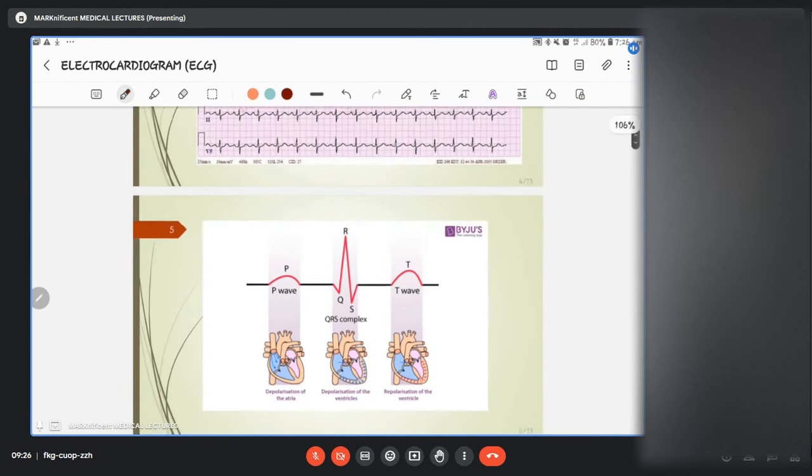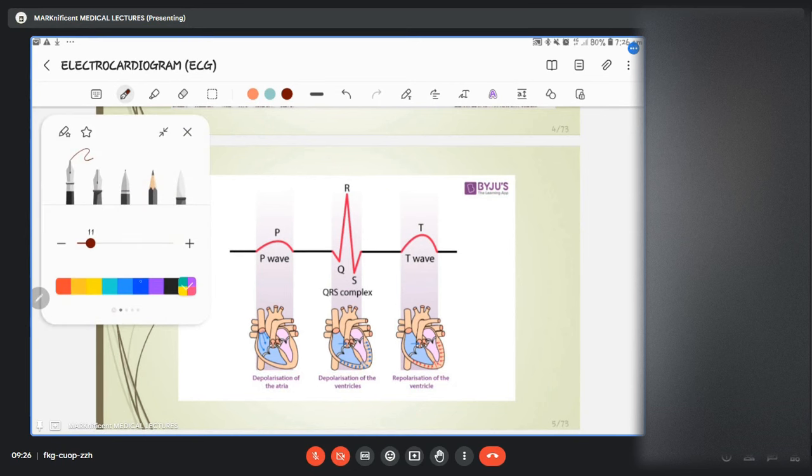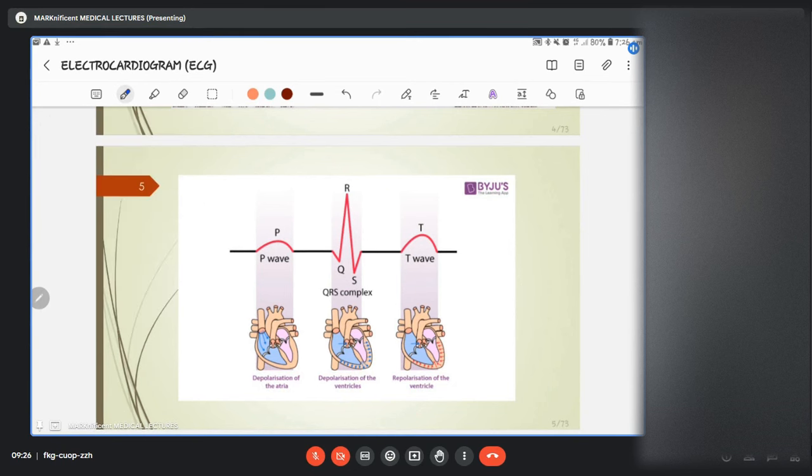First of all, you need to understand that in the normal ECG, this is what you have normally, this wave you are seeing here. Normally, I draw it in our class sessions. You see me draw something like this, roughly, just a rough sketch.